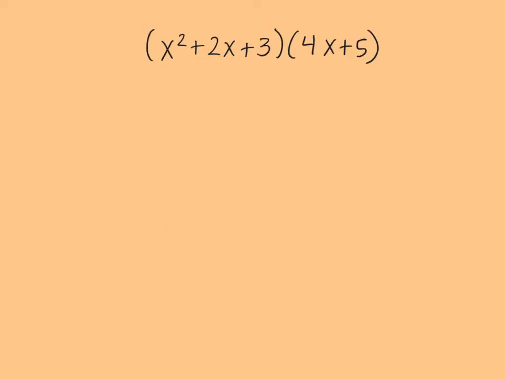So the times when this box method really comes in handy is if we have many terms that we're multiplying in each set of parentheses. Because really what we're doing here is we're doing x squared times both terms inside the other parentheses, 2x times both terms inside the other parentheses, and 3 times both terms inside the parentheses. So to help us make sure that we're multiplying each of these by both of these in the other parentheses, we can use this box.